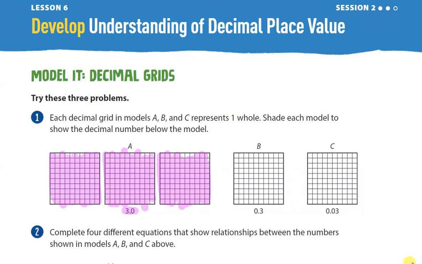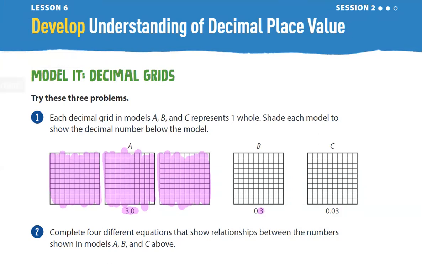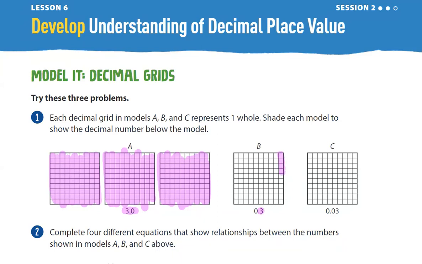Now for B, we have 3/10. So this is kind of like the tens place. So we're going to make kind of tens sticks. I'm going to color in 3/10 of my 1. 1/10, 2/10, 3/10.